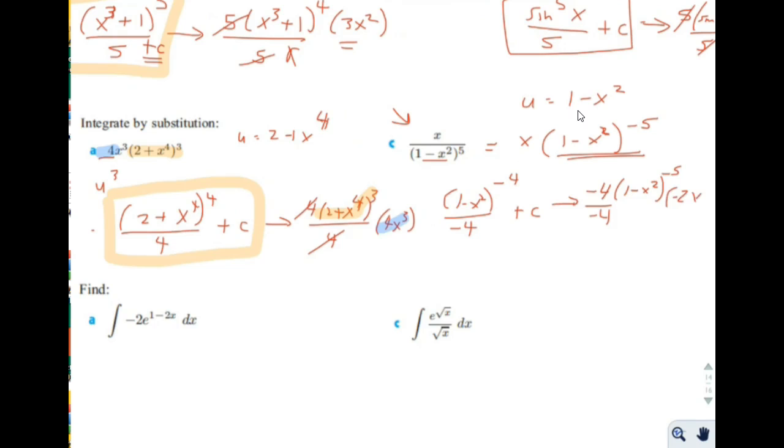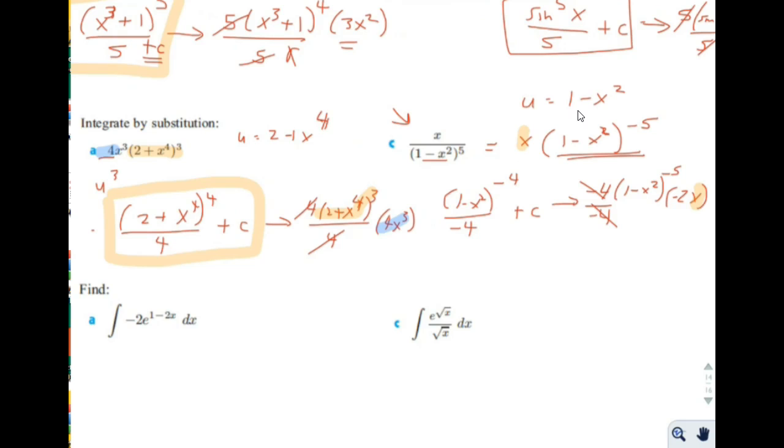Negative 2x. Is that right? Negative 2x. Yeah, it does. So did that work out? Almost, right? The negative 4's cancel out. 1 minus x squared. The x matches too. Do you see this x? This x matches with this x. The only problem is we got this negative 2 left over.